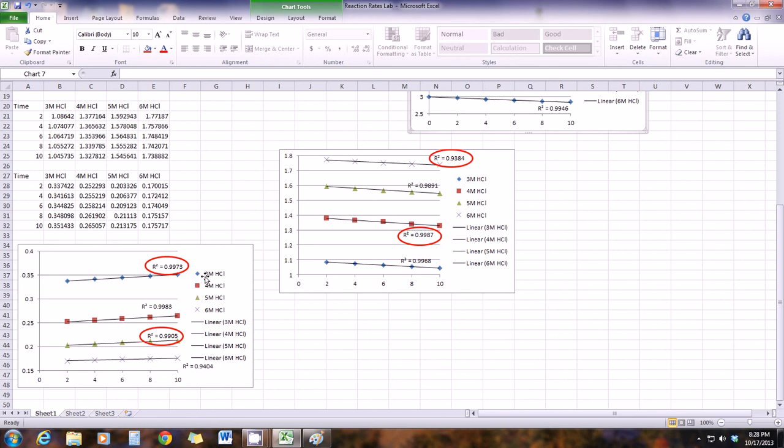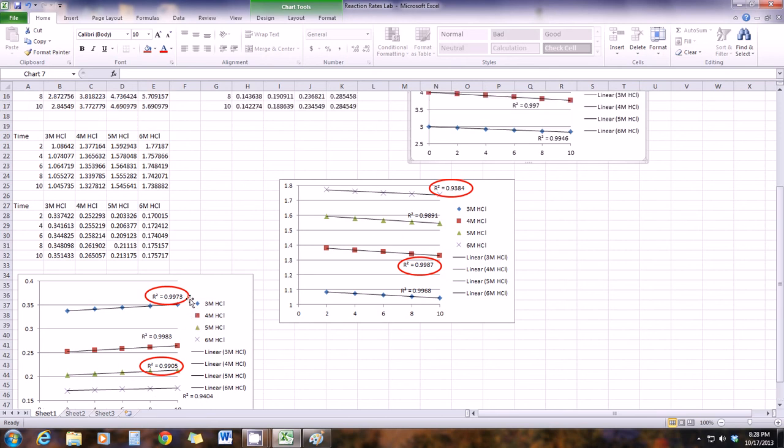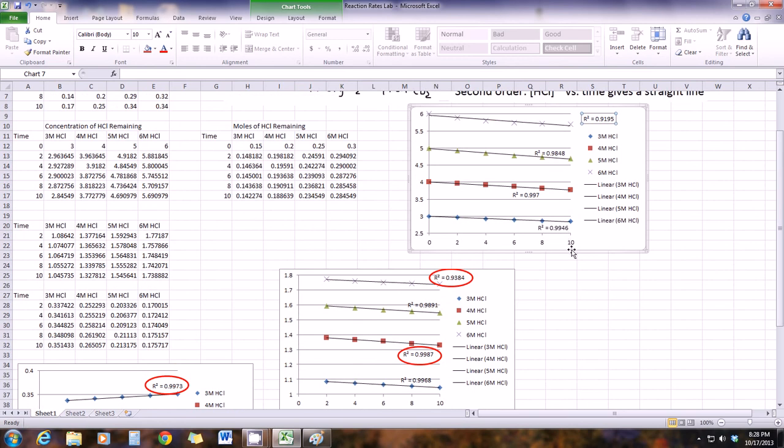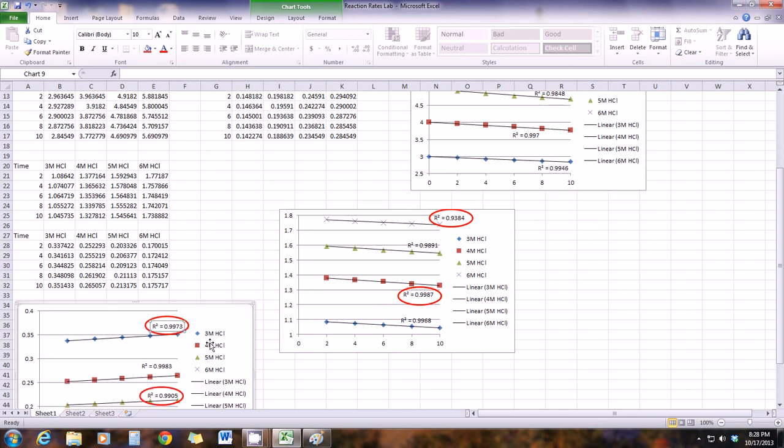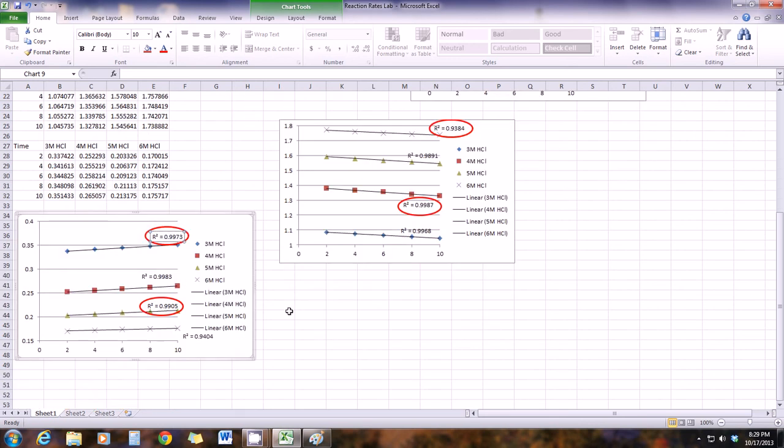So let's look at the 3 molar. Here's blue here, here's the other R-square values, so 0.9973, 0.9968, and 0.9946, which is the largest of those three numbers, is going to give me the one that's closest to the best fit line, that's the most linear of the three graphs. And it was actually the second order graph for 3 molar hydrochloric acid.